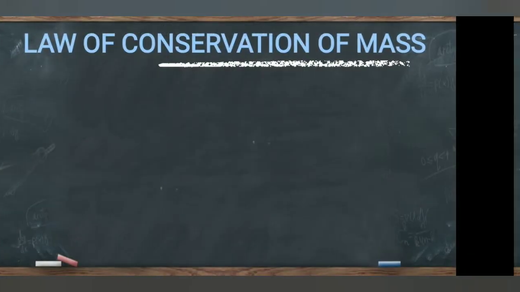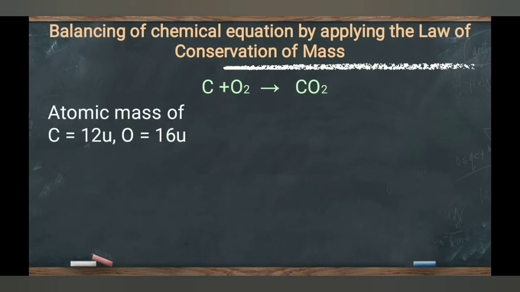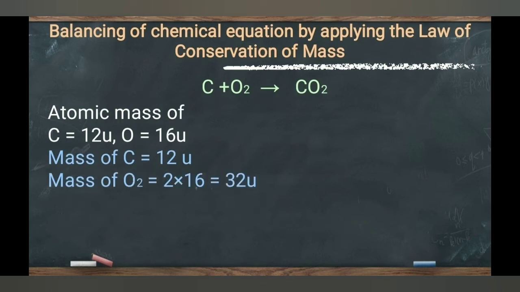Now let us know how we can apply the law of conservation of mass to balance the chemical equation by taking some examples. Let us first balance the given equation in which carbon reacts with oxygen to form carbon dioxide. The atomic mass of carbon is 12 units and the atomic mass of oxygen is 16 units. To know the total mass of reactants, we must know the mass of C and O2. The mass of C, that is carbon, is 12 units and the mass of O2, that is the oxygen molecule, will be 2 multiplied by 16 equal to 32 units.